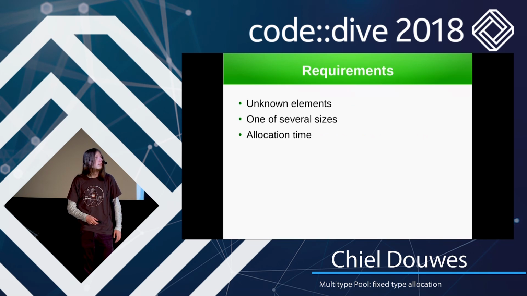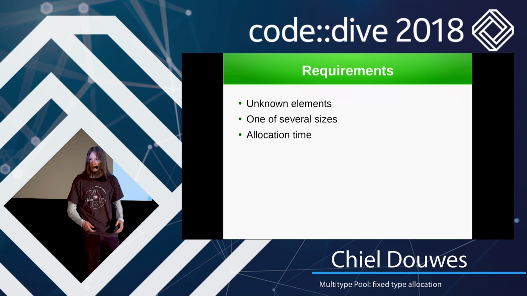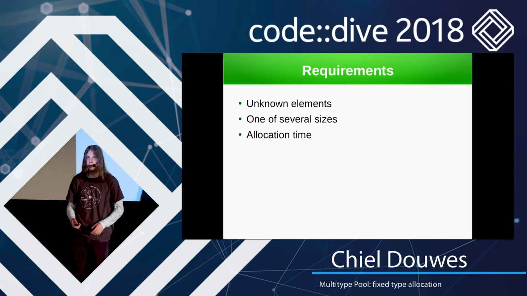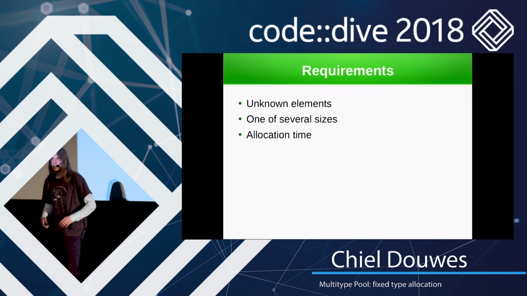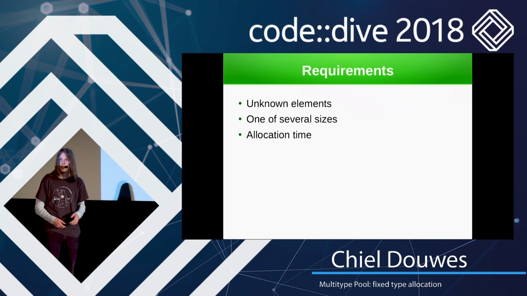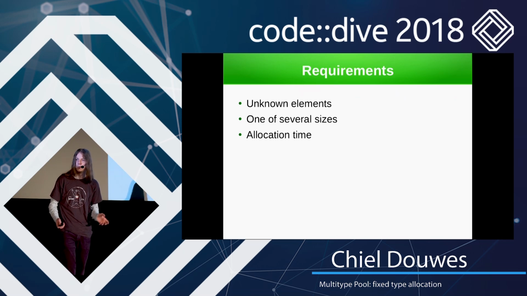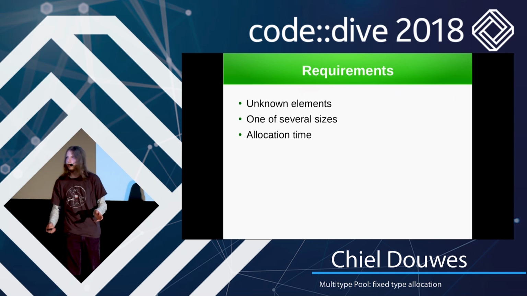So the requirements of the allocator that I have is that you have an unknown amount of elements, so you can allocate some amount of elements. You can allocate one of multiple sizes, and there should be some guarantees about in what time the allocations are made.